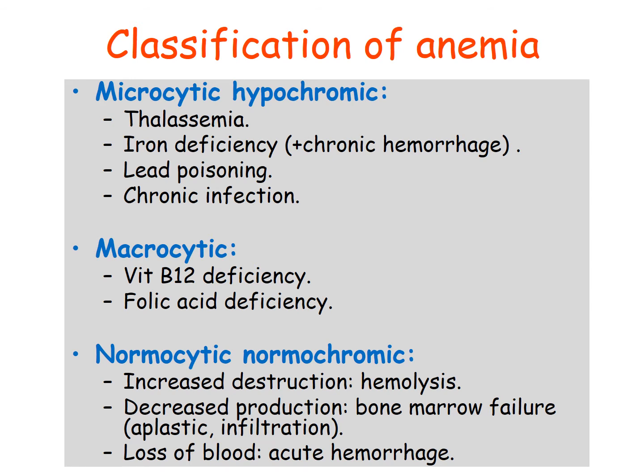We have also the normocytic normochromic anemia, which includes hemolysis, decreased production as in bone marrow failure, aplastic anemia, leukemia, and we have the acute hemorrhage as well, and all the hemolytic anemia except thalassemia, as I mentioned.